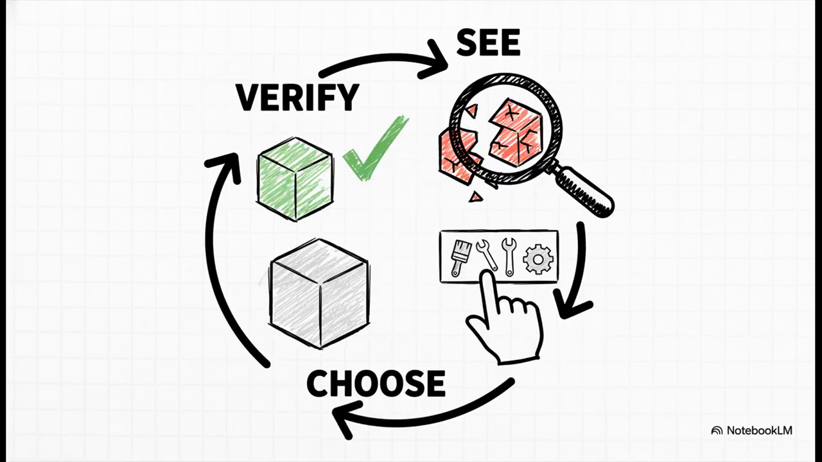So the whole thing boils down to this simple but really powerful loop. The tool doesn't just fix things in some black box. No, it helps you clearly see what's wrong. It gives you an intelligent way to choose the right repair strategy, and then it gives you instant visual feedback so you can verify that the fix actually worked.